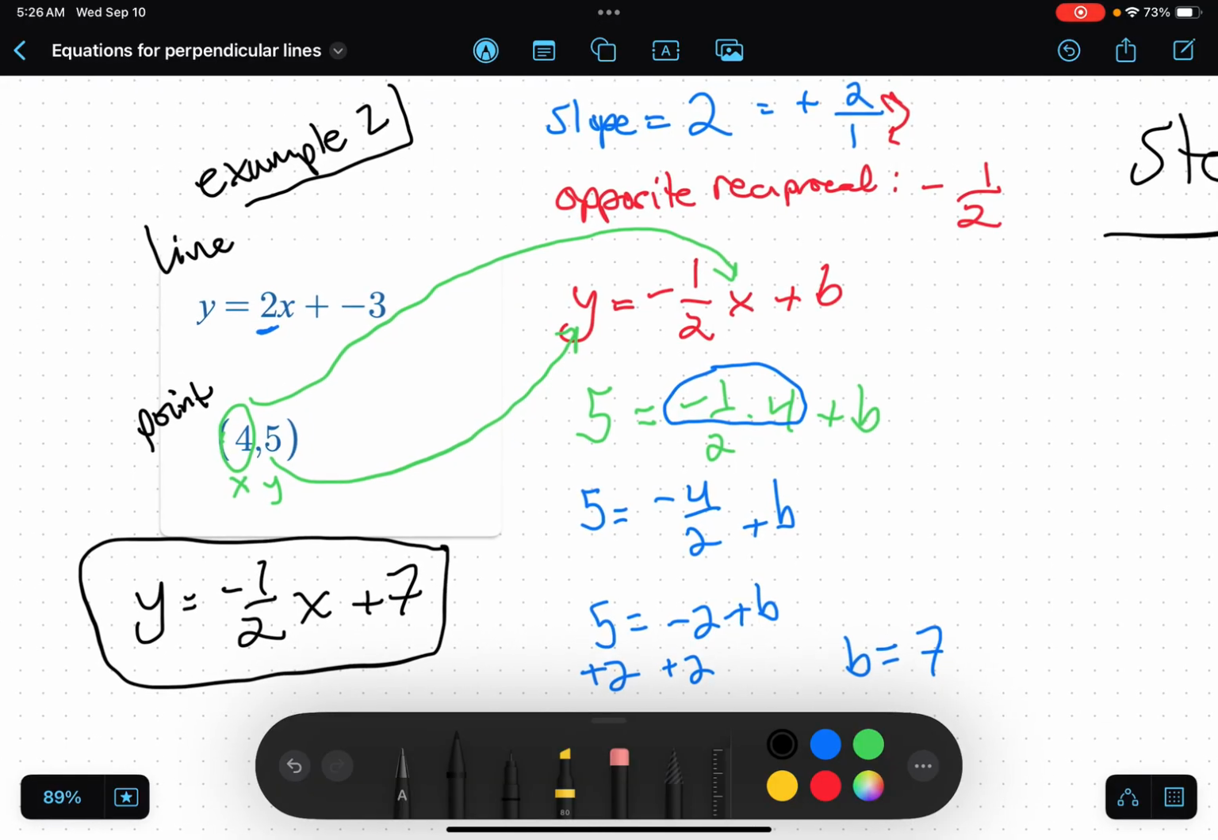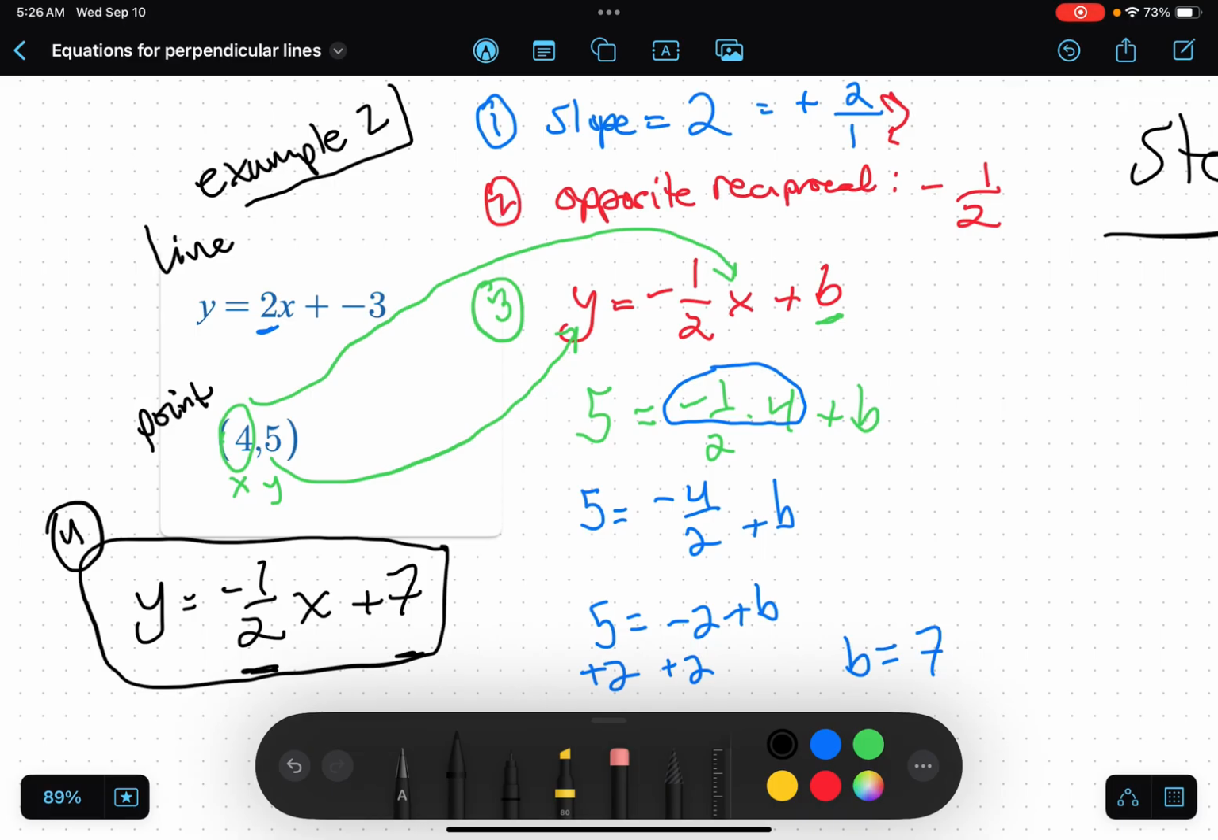So let's just summarize and make sure people can keep track of the steps. Our first step is to identify the slope. Our second step was to find the opposite reciprocal of that slope. Third step is to actually solve out the equation to figure out what y-intercept we need. And then last but not least, you actually have to write your final equation with the opposite reciprocal slope and the b value that you just solved for.